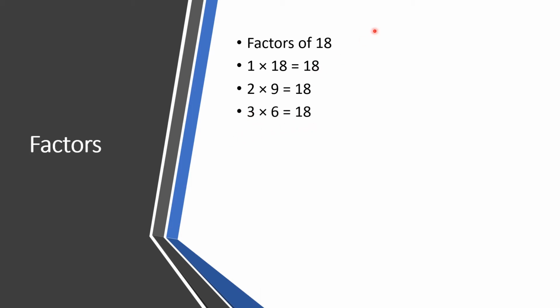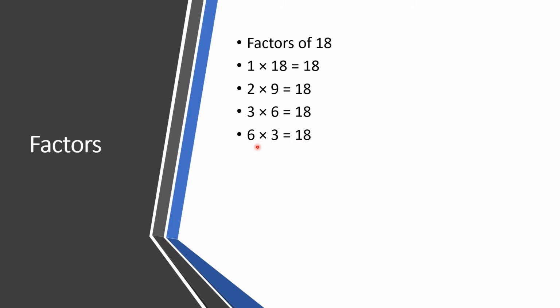Now 4, 18 is not divisible by 4. Then 5, because here is 8 at one's place, so 18 is not divisible by 5. So let us come to 6. So yes, because it is divisible by 2 and 3, that's why it is divisible by 6 also, and we know that 6 threes are 18.